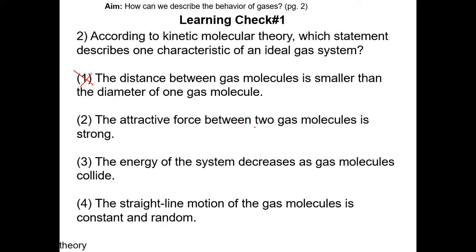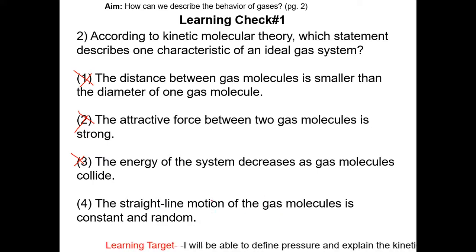The attractive force between two gas molecules is strong. In an ideal gas, there is no attractive force, so choice 2 is wrong. The energy of the system decreases as the gas molecules collide. There is no loss of energy when the gas molecules collide. They're not losing any energy to the container, so choice 3 is wrong. The straight line motion of a gas molecule is constant and random, so the answer is choice 4.